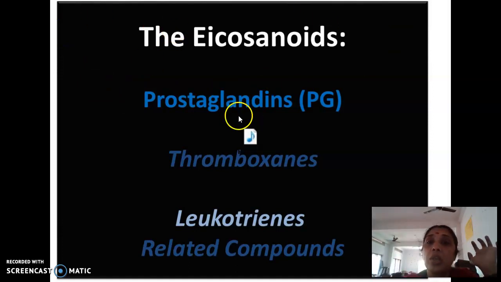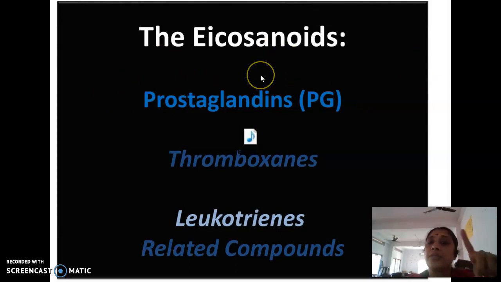And what do you mean by eicosanoids? Eicosa is a Greek word, and eicosa means C20, or 20. Right? So those compounds which have 20 carbon atoms in their structure are known as eicosanoids. Okay. So which are the eicosanoids?